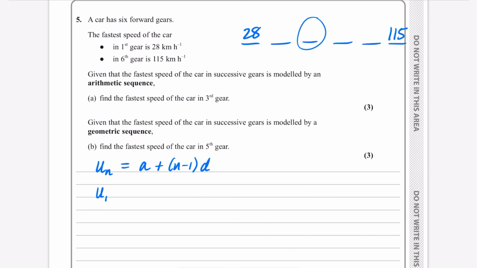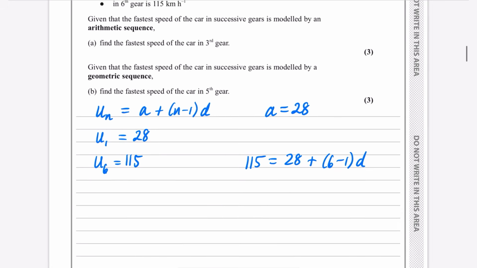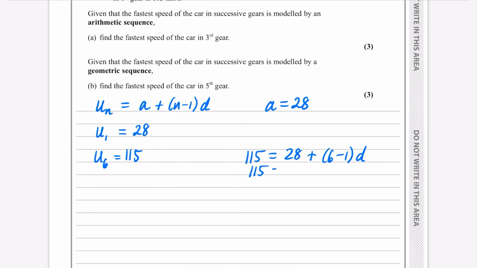Now we know that the first one, u1, is 28, and we know that the sixth one is 115. So 28 is equal to a, which we don't need to do anything with because we know that's also what a is equal to. So a is equal to 28. But we know that 115 is equal to a + (n - 1), which is 6 - 1, multiplied by the common difference. We're going to find out what the common difference is. So 115 is equal to 28 + 5d.